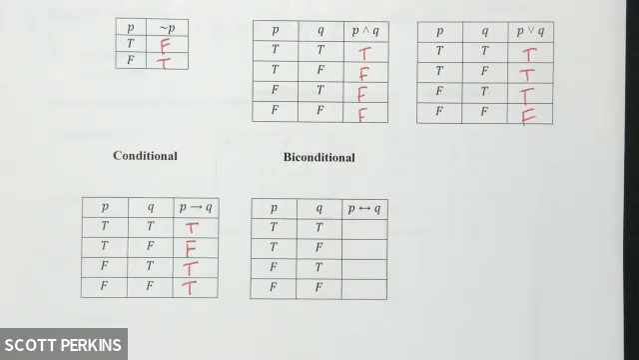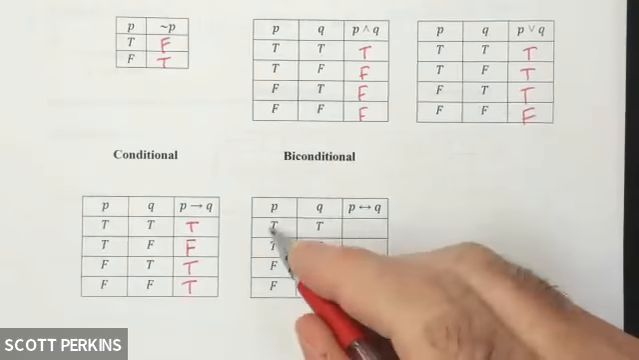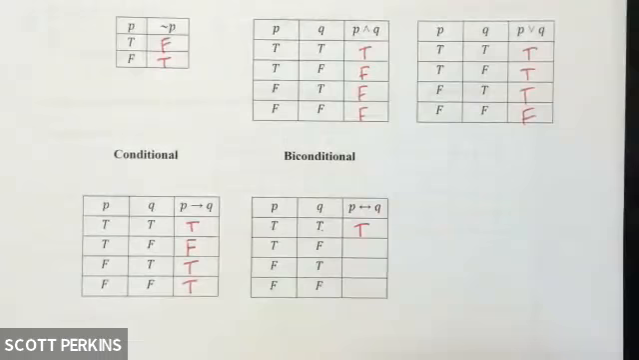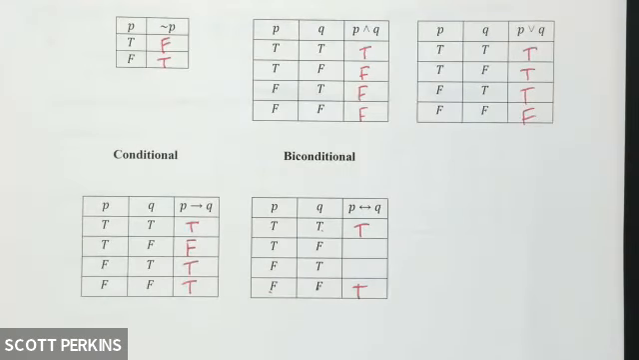And last but not least, the biconditional. When is the biconditional true, did we see? Yes, when they're the same, because it has to go both ways. Perfection. Great job. So true if and only if true, that one's true. False if and only if false, that one's true. When they have the same truth value, you get a true statement with the biconditional because it has to go both ways.